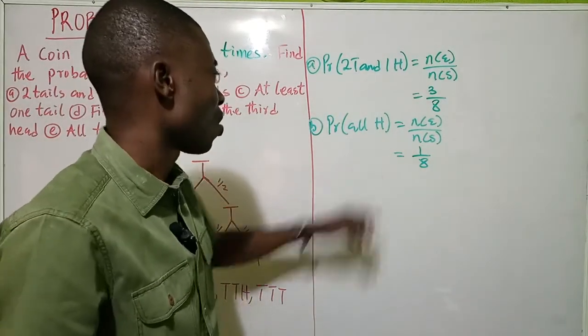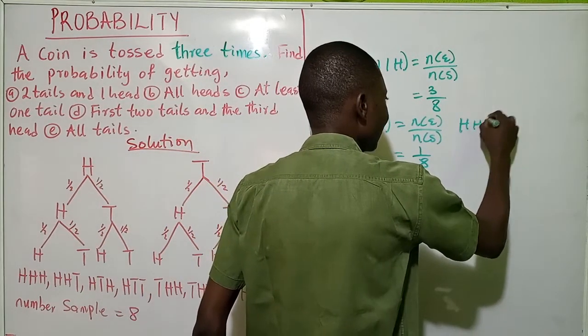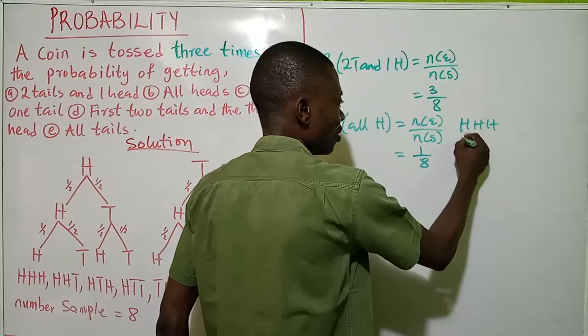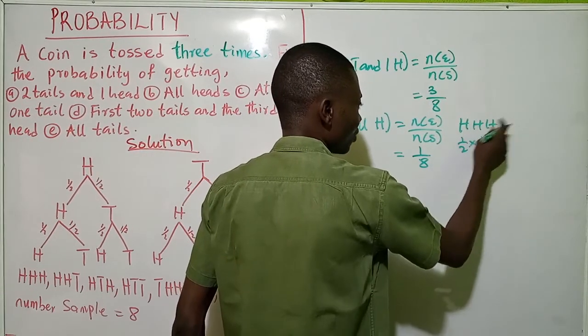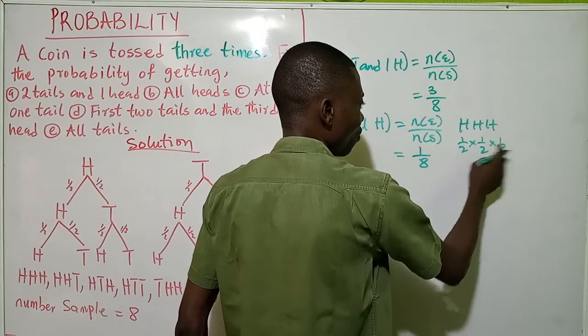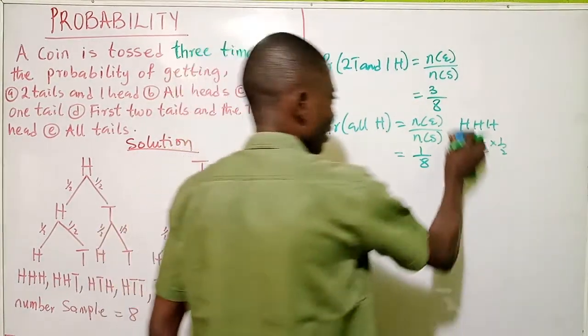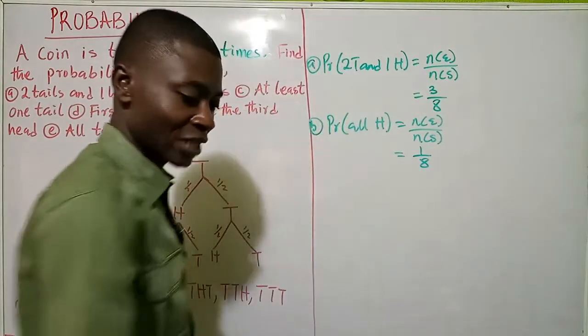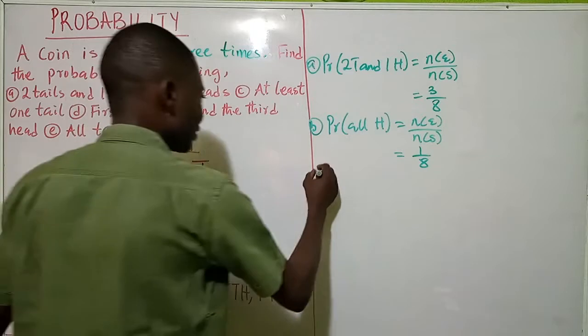It's very simple. All head is the same thing as saying head, head, head. That means all head: 1 over 2 times 1 over 2 times 1 over 2. 1 times 1 times 1 is 1. 2 times 2 is 4, times 2 is 8. So that is the probability of all head. If you don't want to waste your time, you can just go straight, look at the question, and you get your answer.